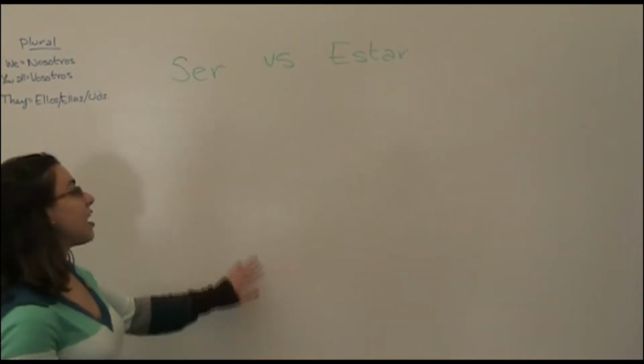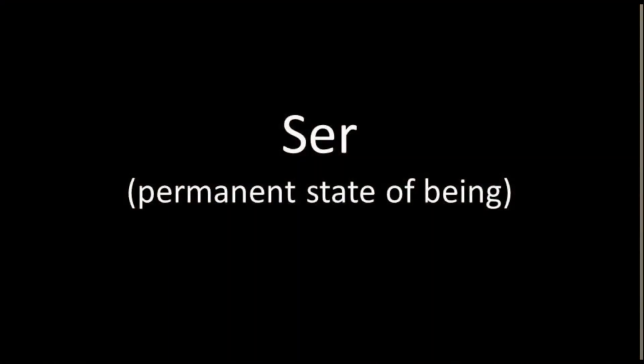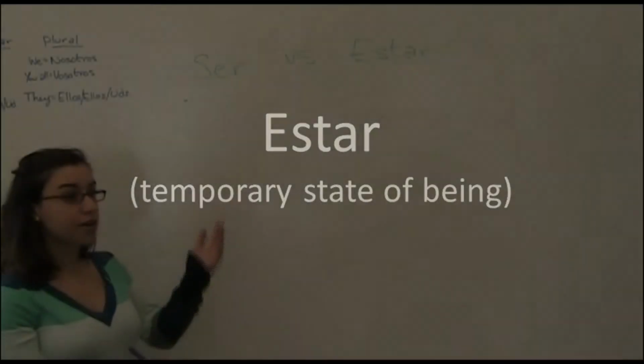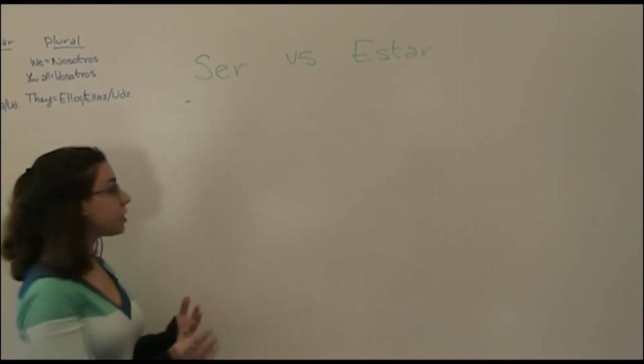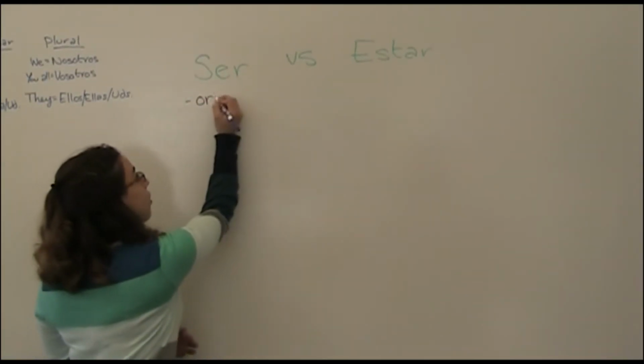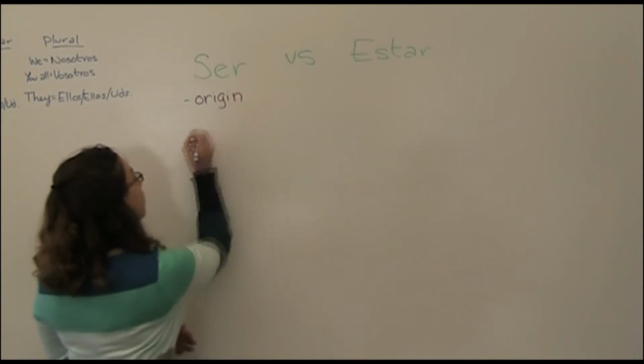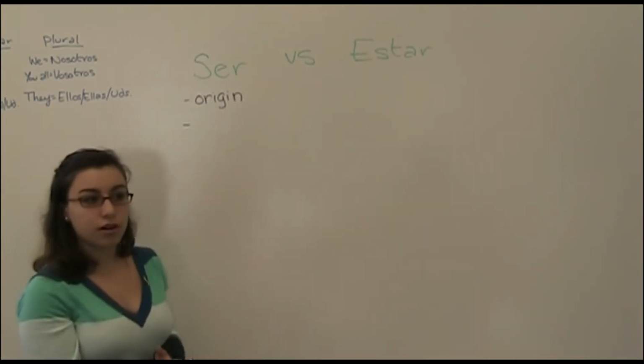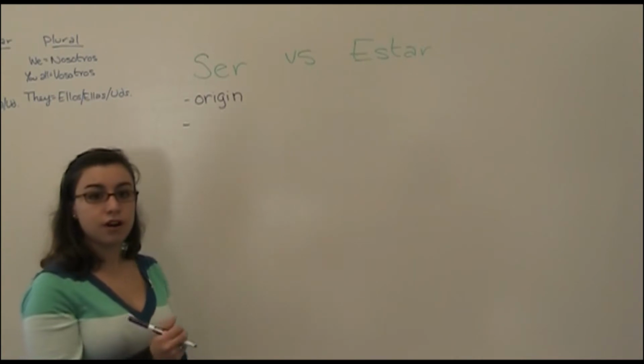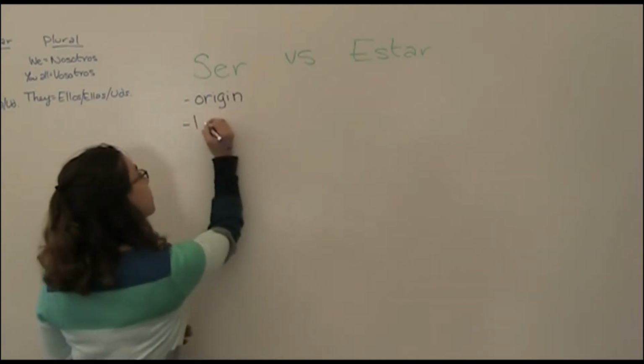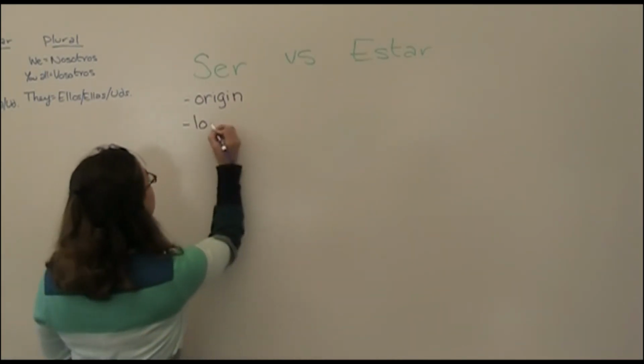I like to think of it as ser is a lot of the permanent situations, whereas estar is normally the temporary situations. I'll show you what I mean by that. For ser, you'll use it for origin, so where someone is from. You'll use it for, say, the location of an event, which is kind of set in stone, permanent.